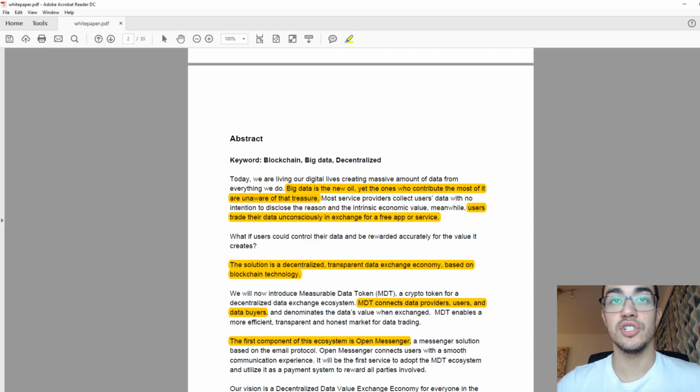So, keywords: blockchain, big data, decentralized. Big data is the new oil, yet the ones who contribute to most of it are unaware of that treasure. Users trade their data unconsciously in exchange for a free app or services. The solution is a decentralized, transparent data exchange economy based on blockchain technology.